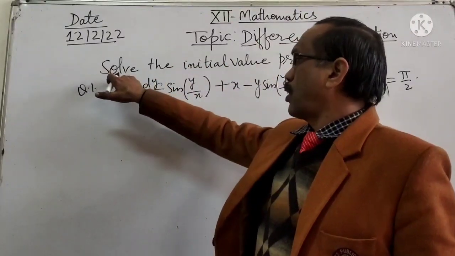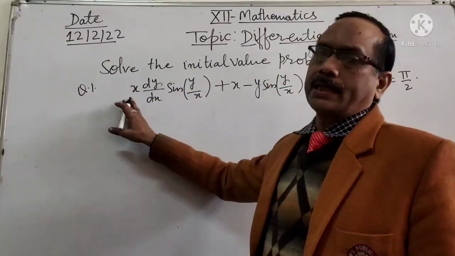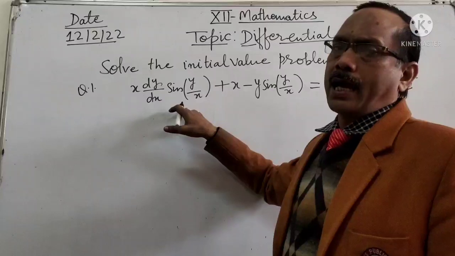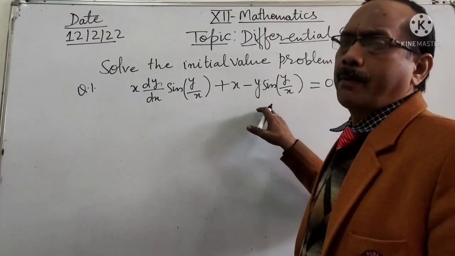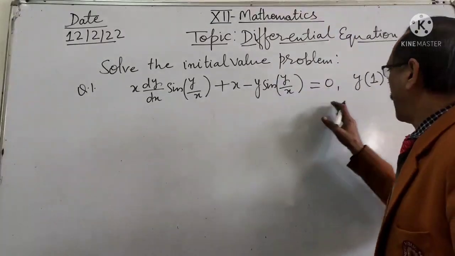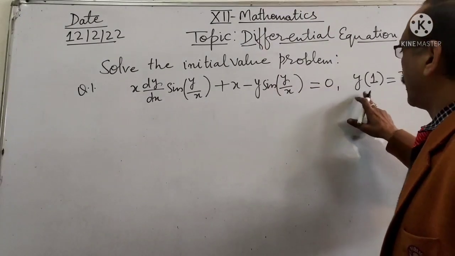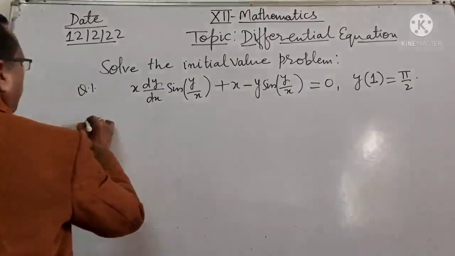The question is: solve the initial value problem x dy/dx sin(y/x) + x − y sin(y/x) = 0, where when x = 1, the value of y is pi/2. See the solution.